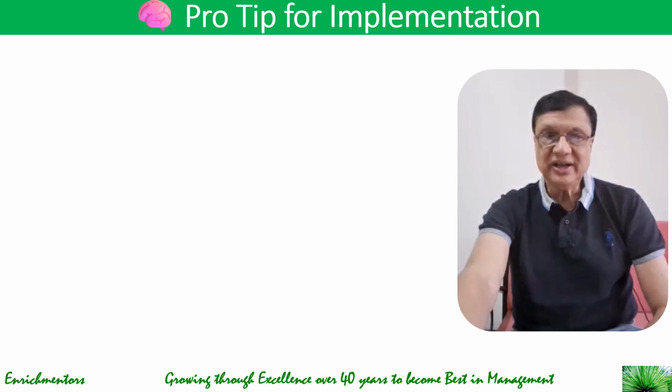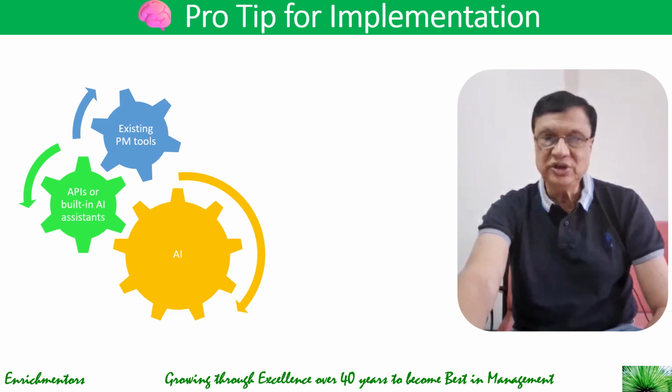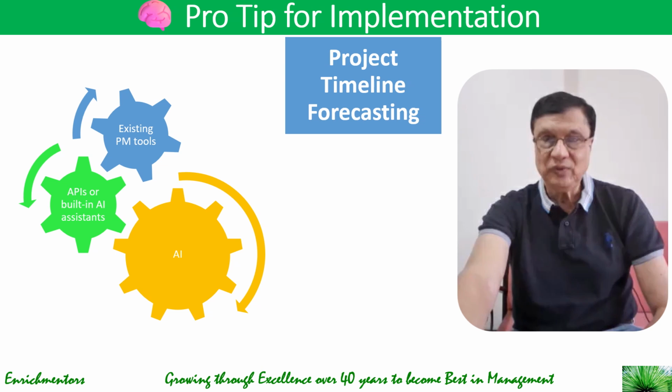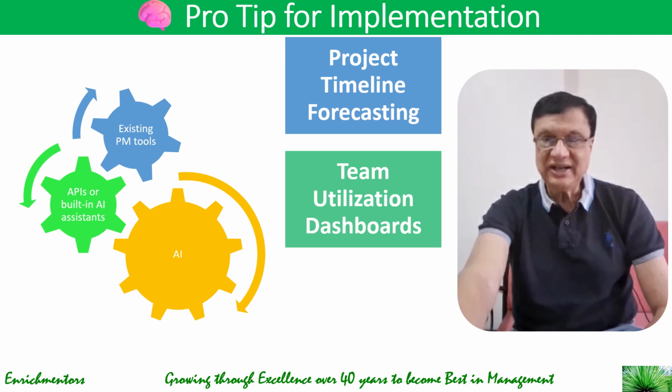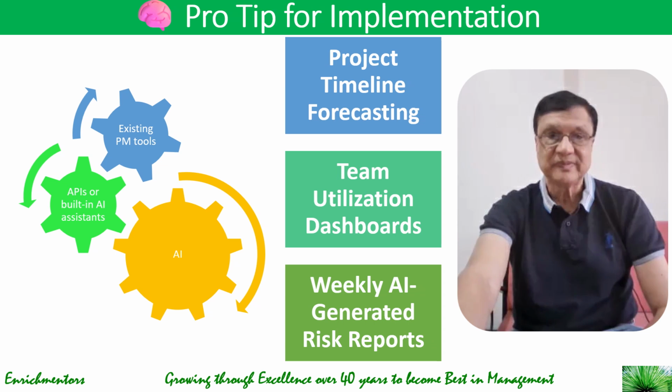Let's take a look at an important tip for you. You need to begin by integrating your AI with your existing PM tools via APIs or built-in AI assistants. And there you begin with project timeline forecasting, team utilization dashboards, and weekly AI-generated risk reports. So that's how you can do implementation in a professional manner.